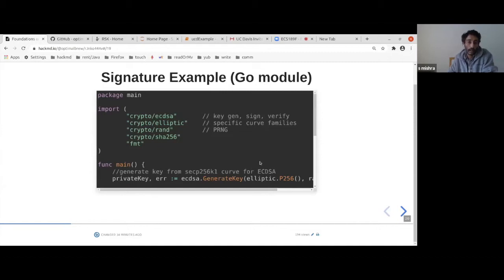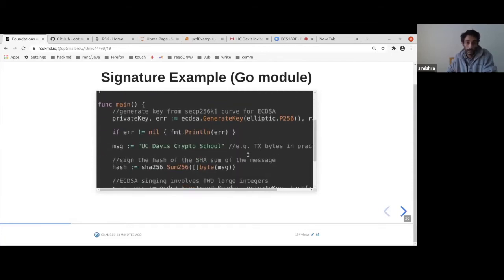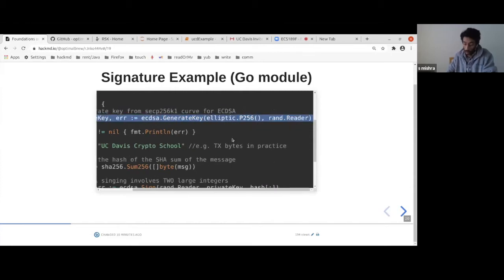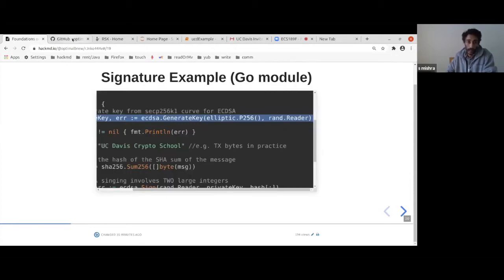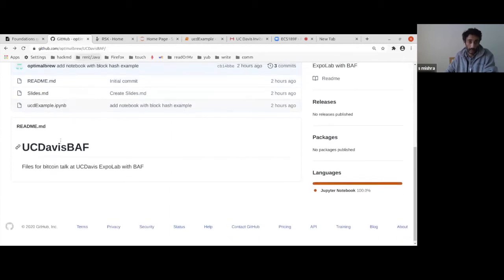Here's a simple Go example of signing a message. The first library here is just appealing to a specific standard and a specific type of curve within the standard, and a random number generator to get us started. And so here's a simple example, mostly based on the Go source manual. Maybe the GitHub version is easier to see because it's all in one place.